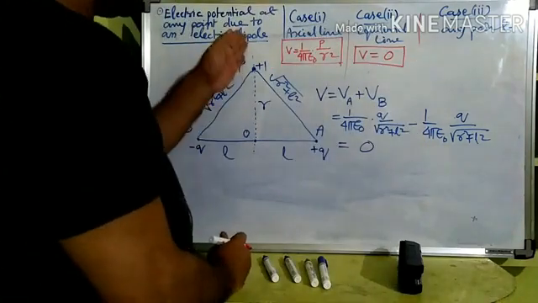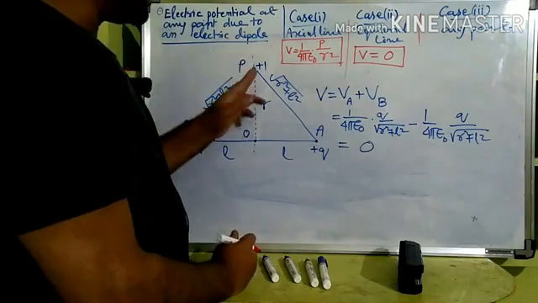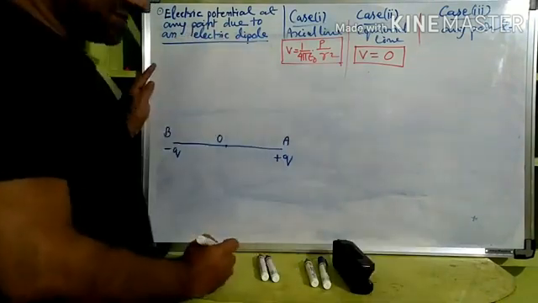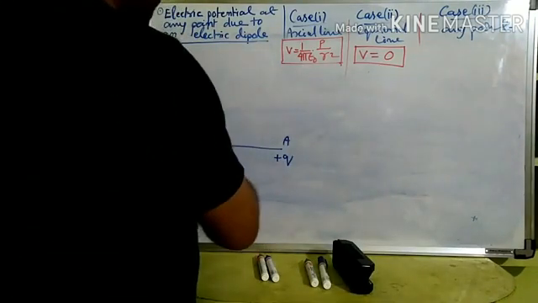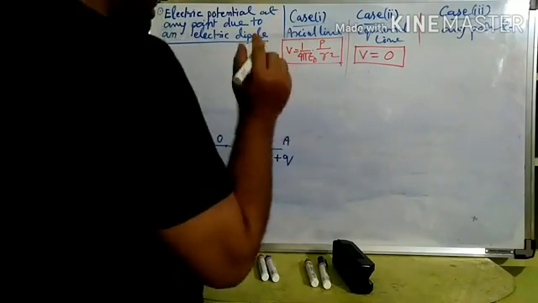So simply we got that for the second case, equatorial line, V is equal to 0. That means for any point on the equatorial line, the electric potential at that point is always 0.